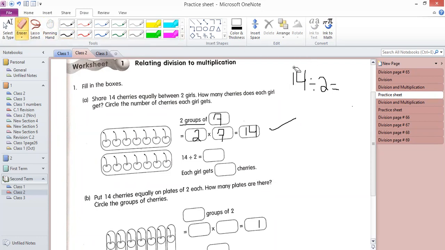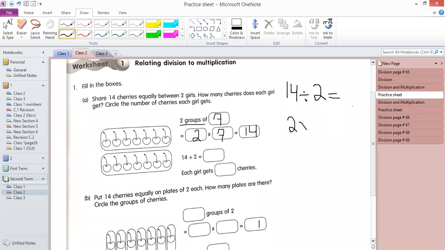How will you write it first? You want to divide the total cherries, there are 14. So first you write 14, then the division sign. Then you want to divide into how many equal groups? 2. Then is equal to, and then the answer.